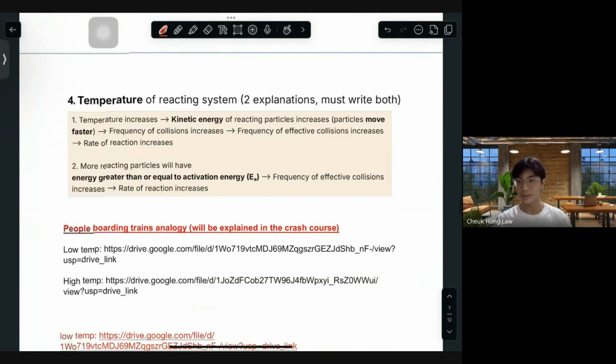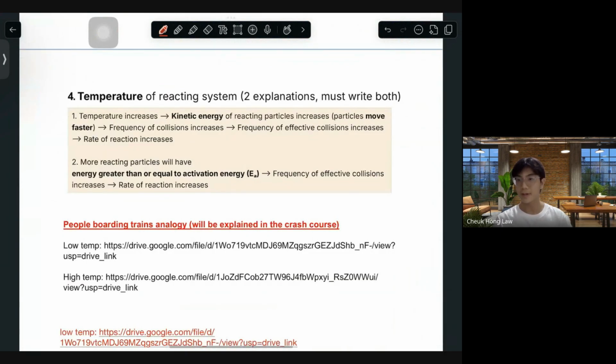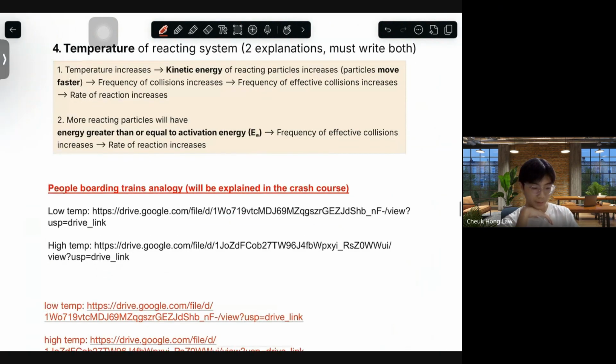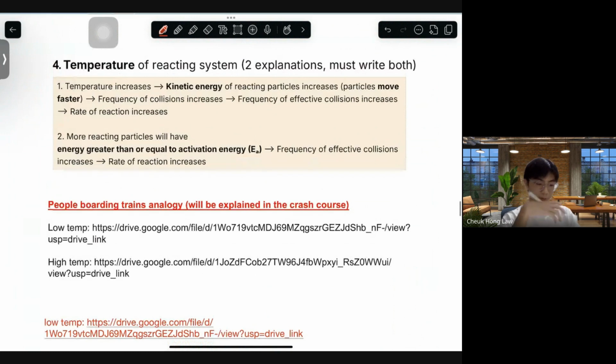Temperature of reacting system. I say reacting system because temperature can affect all types of reactants: solid, liquid, gas, aqueous. Temperature can affect all of those. So temperature, there are two explanations to this. When you want to explain why temperature increases rate of reaction using collision theory, you have to give two explanations. And it's very difficult to memorize the answer.